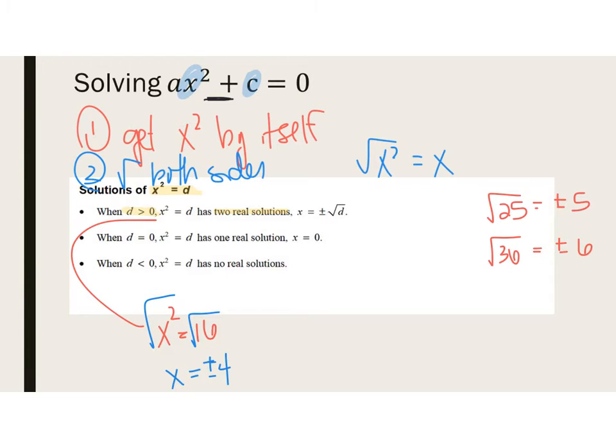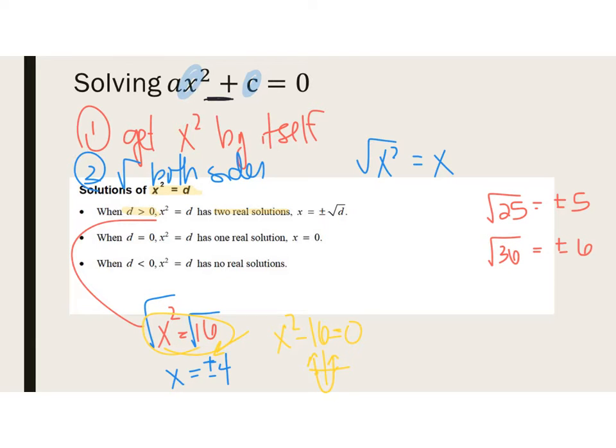There's 2 answers. If you were to graph this equation, if I graphed x squared minus 16 equals 0, remember I want it equal to 0 when I graph it, that would actually cross the x-axis twice. So that's where my 2 solutions come in, is that I need to put a plus or minus.